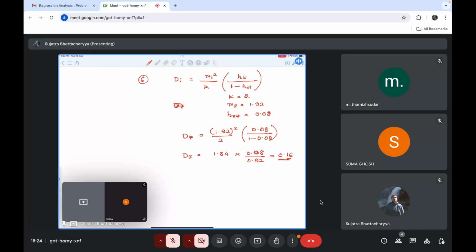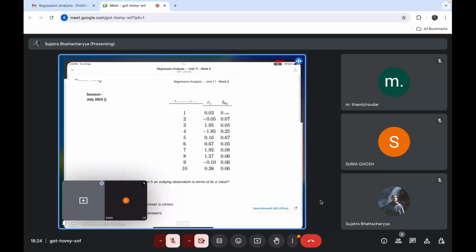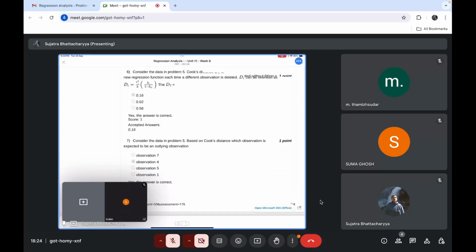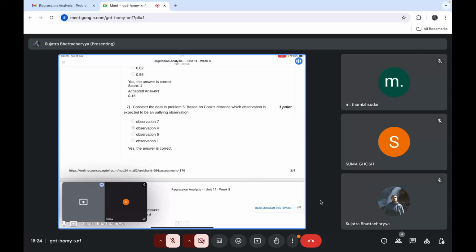But as we know, if you really have to apply some concept in a particular data set, one value of Cook's distance will not tell you anything. You have to compare with all other observations. So in the immediate next question, you will find such a question. 7. Consider the data in problem 5 based on Cook's distance. Which observation is expected to be an outlying observation? That is the thing, right?